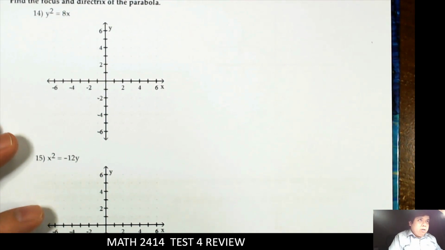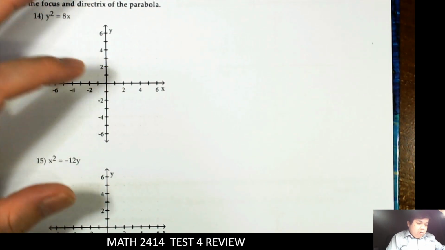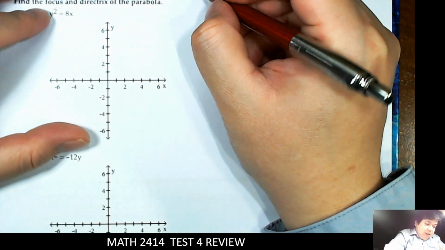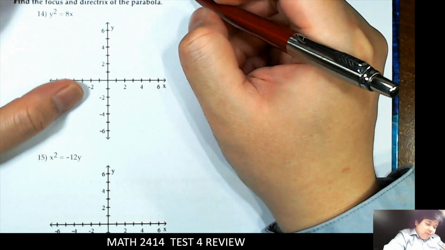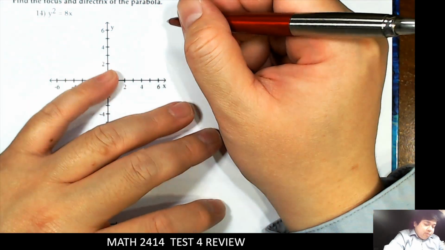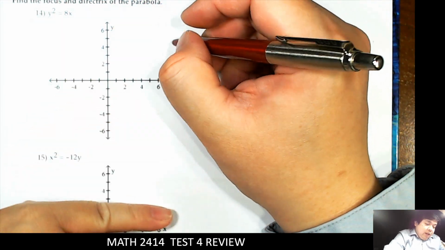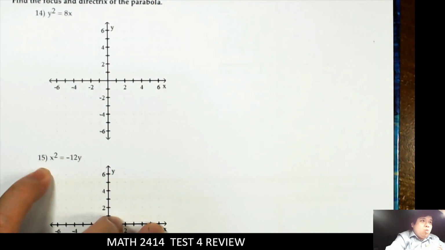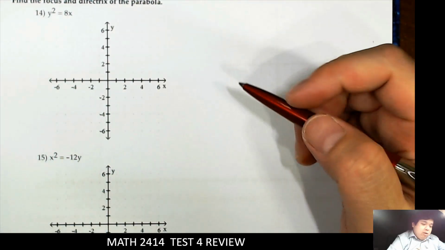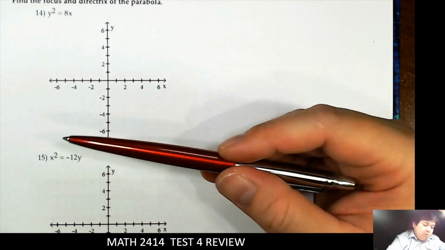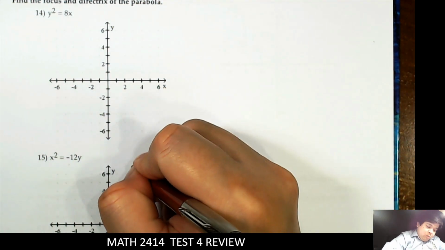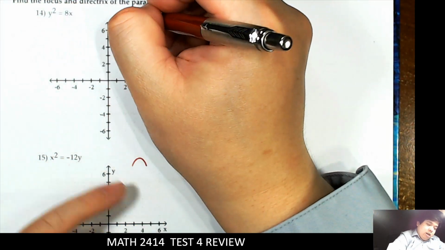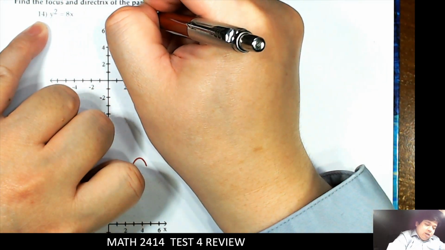Right. For the parabola, this is the vertical parabola. In general, I just want to write the formula: y squared equal to ax means it is the sideways parabola, and x squared is going to be up and down. Negative is down, positive is up. So this one is a parabola that opens down, and this is a parabola that opens to the right.